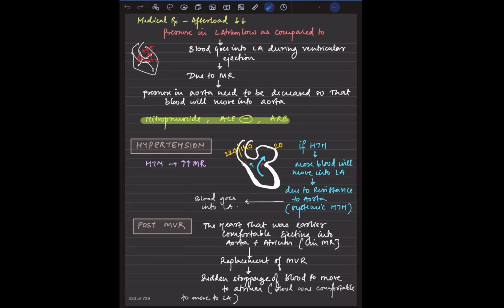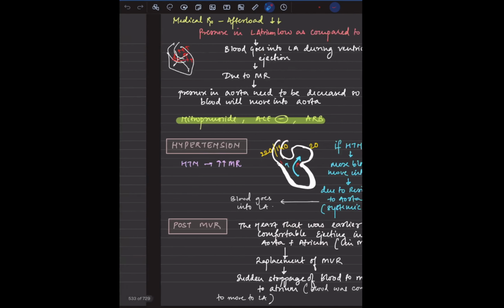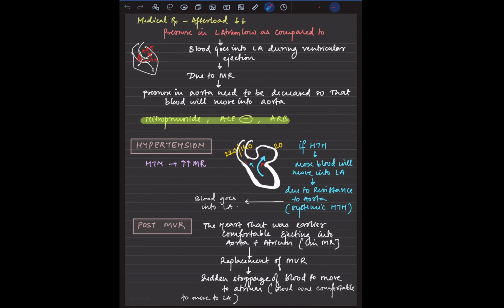Okay, so remember that afterload is nothing but the resistance against which the ventricle ejects. The next thing is whatever we are using as a medical treatment: the vasodilators like ACE inhibitors, ARBs, angiotensin receptor blockers, or we have nitroprusside.